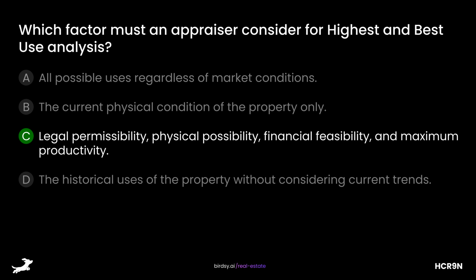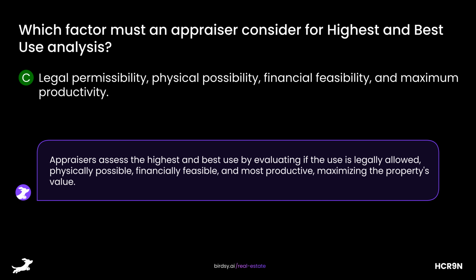The answer is C, legal permissibility, physical possibility, financial feasibility, and maximum productivity. Appraisers assess the highest and best use by evaluating if the use is legally allowed, physically possible, financially feasible, and most productive, maximizing the property's value.